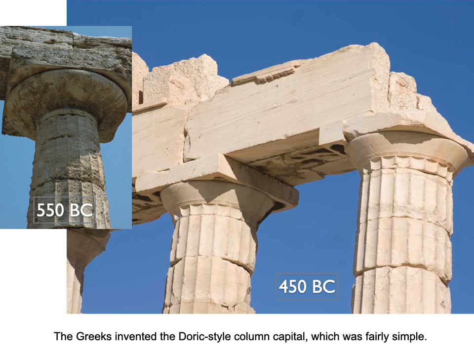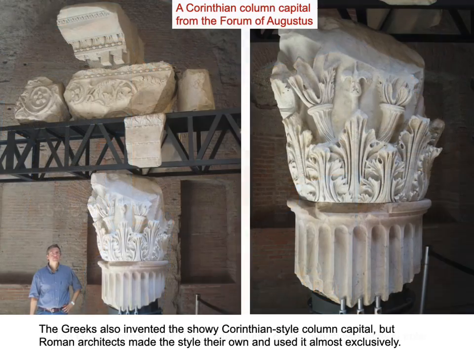The Greeks invented the Doric-style column capital, which was fairly simple. The Greeks also invented the showy Corinthian-style column capital, but Roman architects made the style their own and used it almost exclusively. These are photographs of actual fragments of Roman Corinthian capitals and parts of columns and friezes and cornices that survive from the Forum of Augustus in Rome.